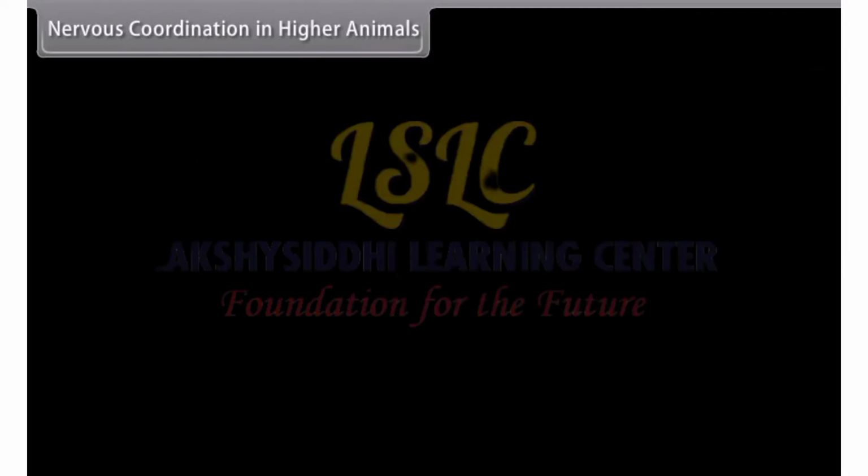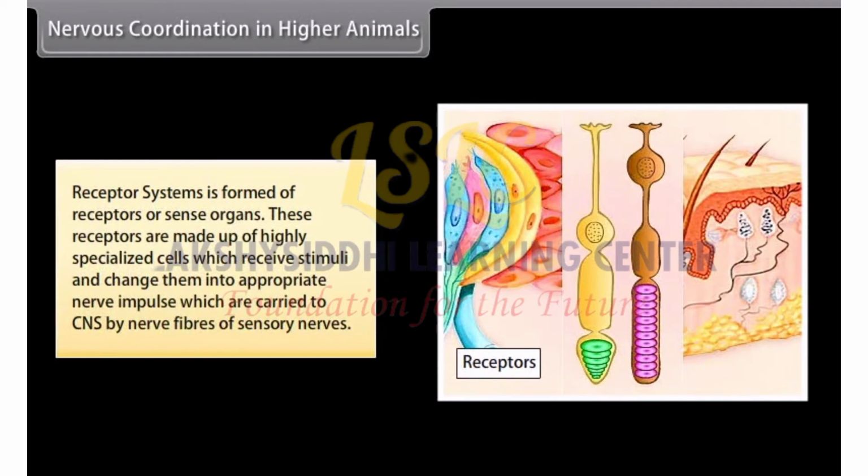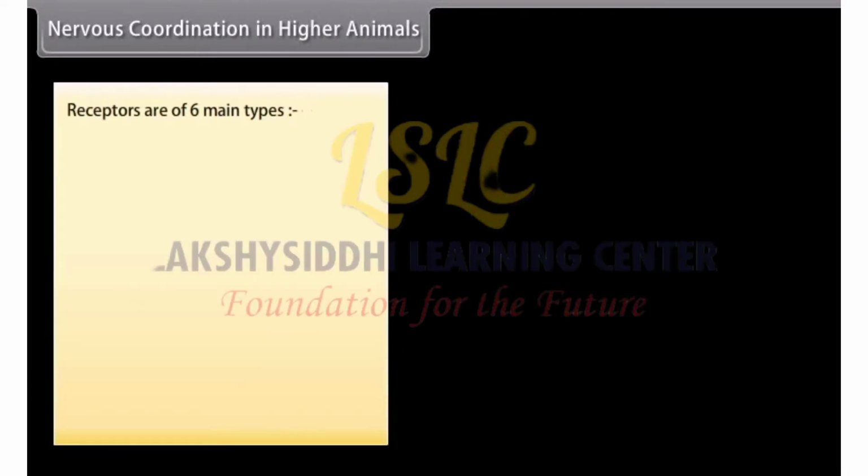Nervous coordination in higher animals. In higher organisms, three types of systems coordinate with one another to control and coordinate the body functions. They are receptor systems, nervous system, and effector system. The receptor system is formed of receptors or sense organs. These receptors are made up of highly specialized cells which receive stimuli and change them into appropriate nerve impulses, which are carried to the CNS by nerve fibers of sensory nerves. Receptors are of 6 main types.